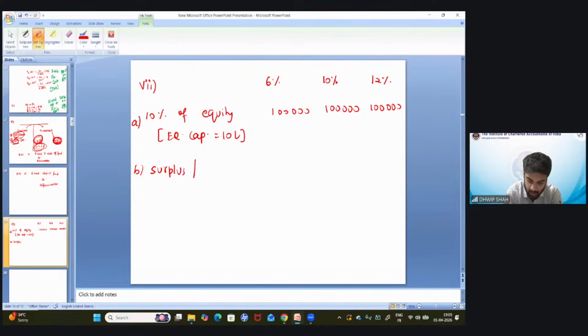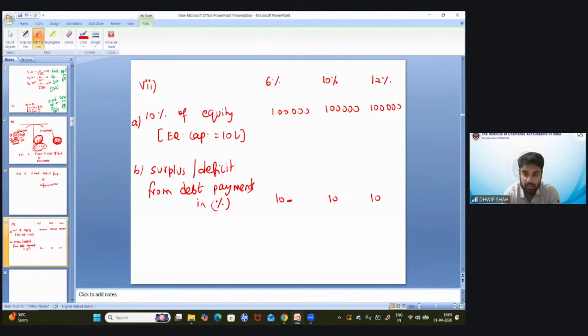Surplus or deficit from debt payments in percentage. So can I say my ROI is 10 in all the scenarios, 10, 10, 10. But in case 1, my debt percentage is 6. In case 2, debt percentage is 10. And in case 3, debt percentage is 12. So here plus 4% is surplus, here nil, and here negative 2%. Clear? Everyone clear till here?